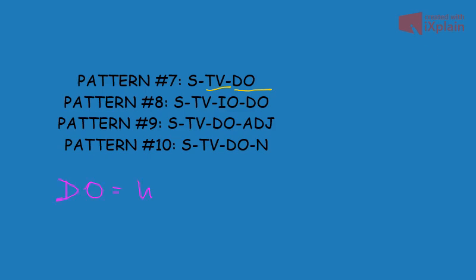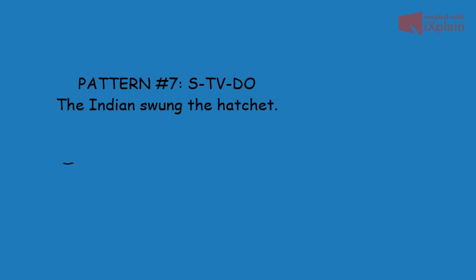In pattern 7, there's a subject, a transitive verb, and a direct object. A direct object answers whom or what after a verb. The Indian swung the hatchet. The Indian swung what? The hatchet.